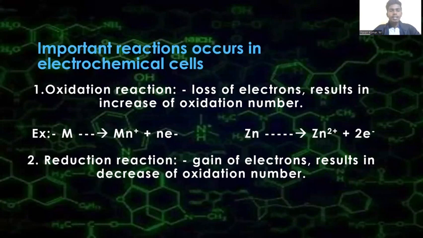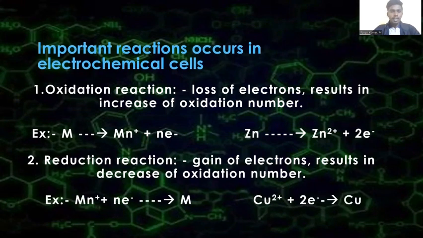Coming to the next reaction, the reduction reaction. It is the gain of electrons, resulting in a decrease of oxidation number, generally represented as metal ion plus n electrons reduces to form a metal. The best example is copper ion plus 2 electrons reduces to form copper.